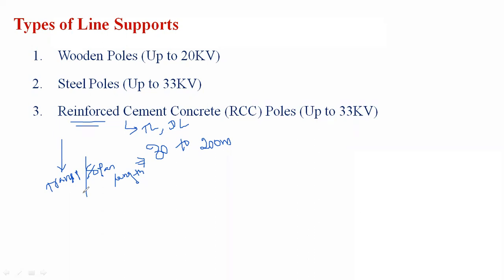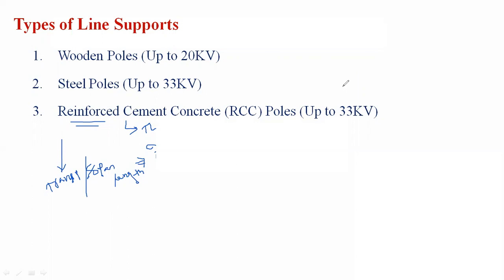The RCC pole, that is the reinforced cement concrete pole, is used up to 33 kV, but in recent years they are preferred only for the RCC poles. They are not preferred for the steel poles. In RCC poles, compared to the steel pole, the lifetime is more, up to 100 years or greater than 100 years, and the span length we can use is 80 to 200 meters. But in the steel pole, the span length is 50 to 80 meters.